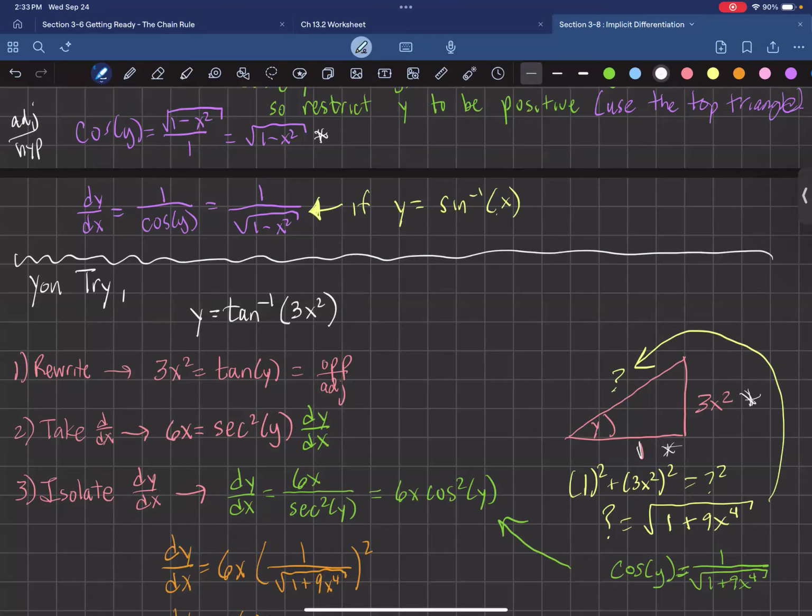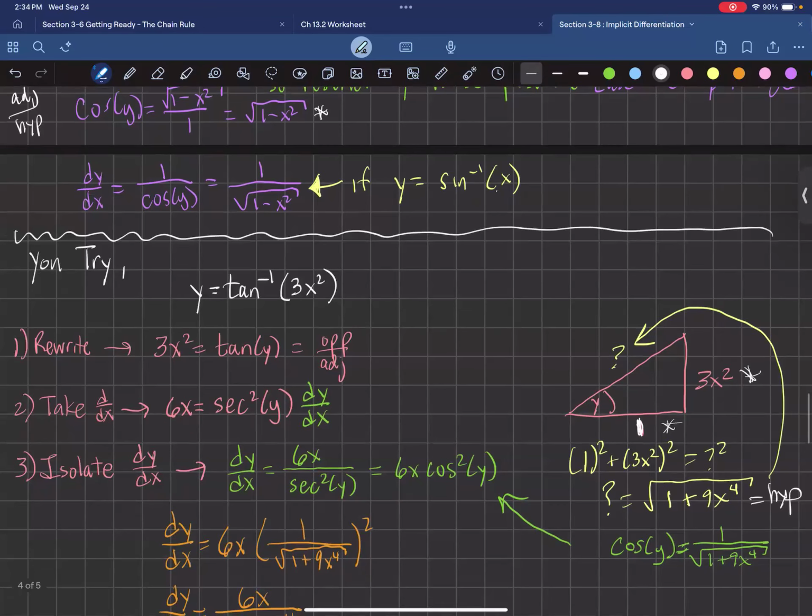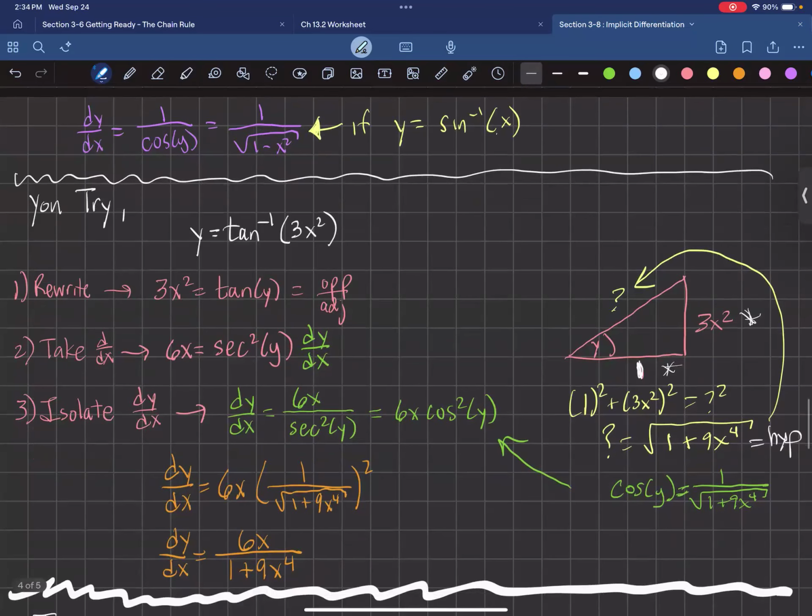Adjacent is 1. The hypotenuse is my question mark, which is the square root of 1 plus 9x to the 4th. So we plug that in, and cosine y was getting squared, so we got dy/dx equals 6x times 1 over the square root of 1 plus 9x to the 4th. We're going to square that, which just gets rid of the square root. dy/dx equals 6x over 1 plus 9x to the 4th.